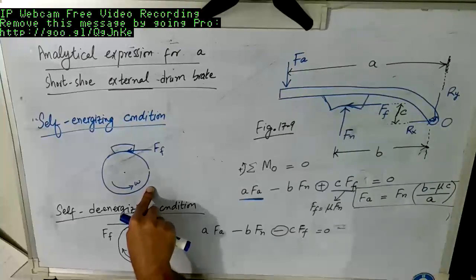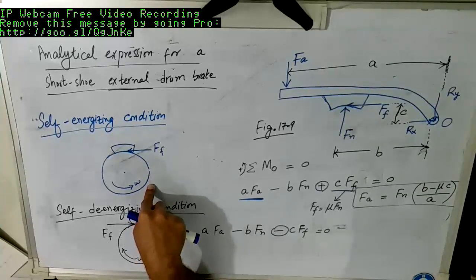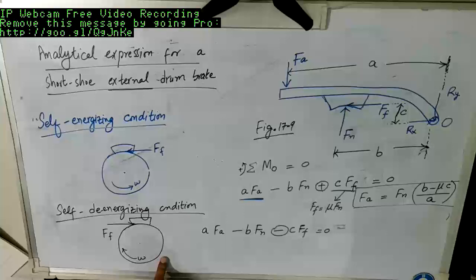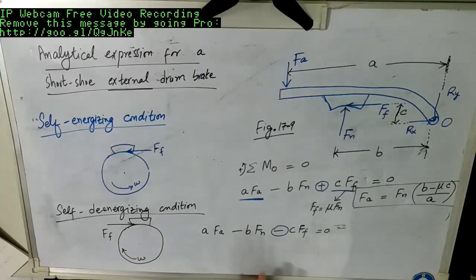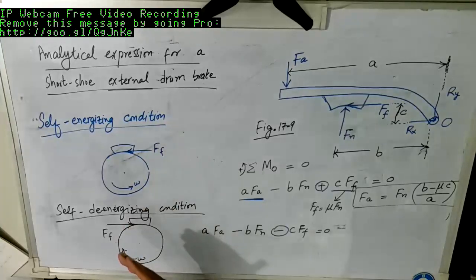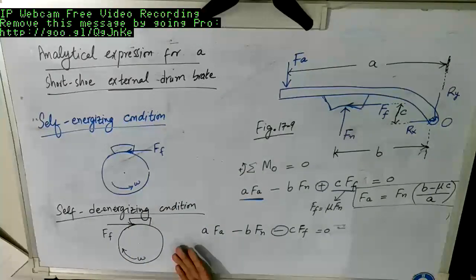So a short shoe external drum brake, in one direction of rotation it is self-energizing. In the other direction of rotation, it is self-de-energizing. And this is true for automobile braking systems where we have drum brakes. The automobile braking system is self-energizing in the forward motion, while it is made self-de-energizing in the backward condition.